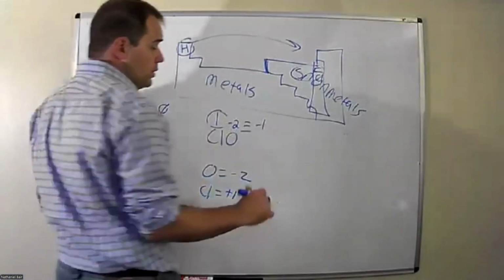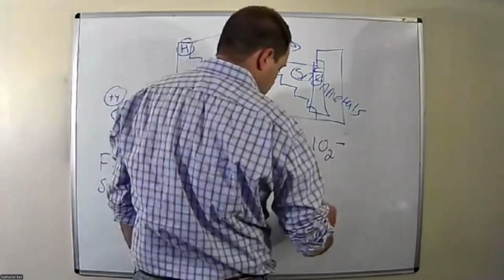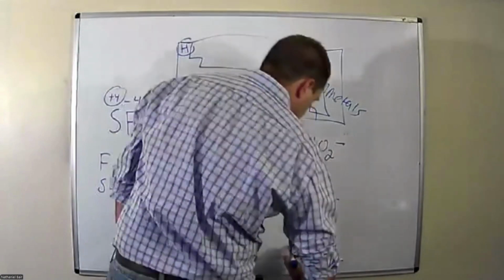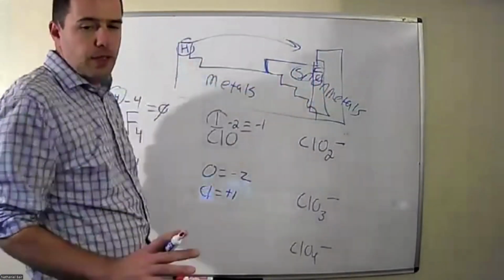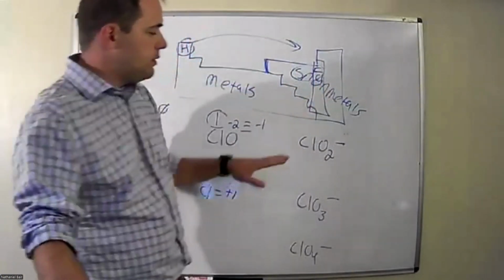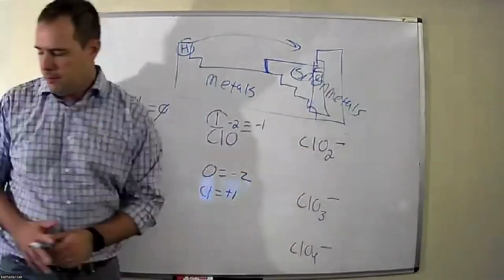I would like you to assign the oxidation state of the chlorine in chlorite, chlorate, and perchlorate. Go ahead, what is the oxidation state of the chlorine in this ion, and this ion? Go ahead.